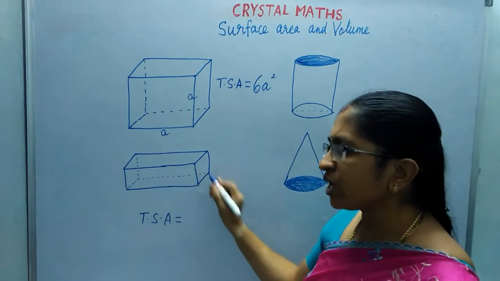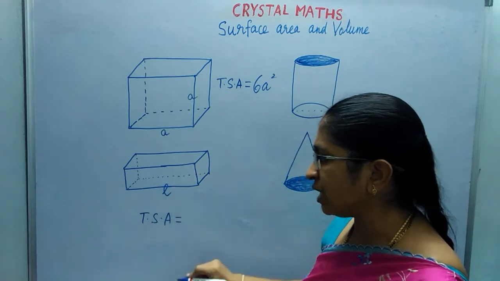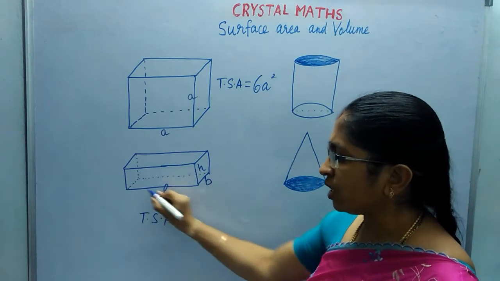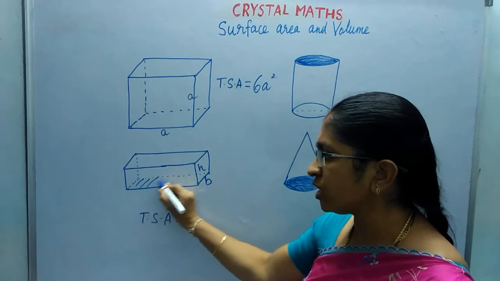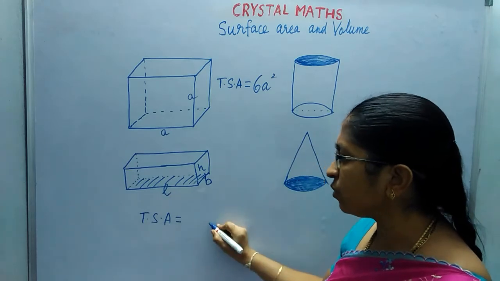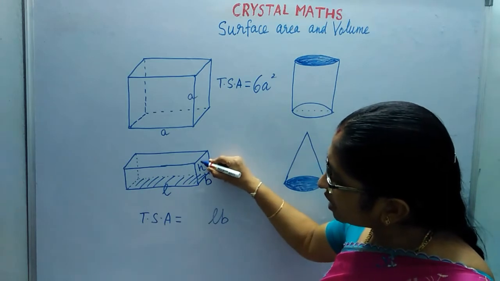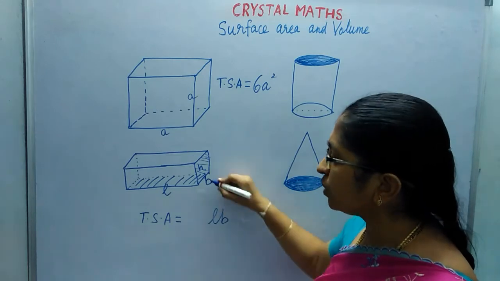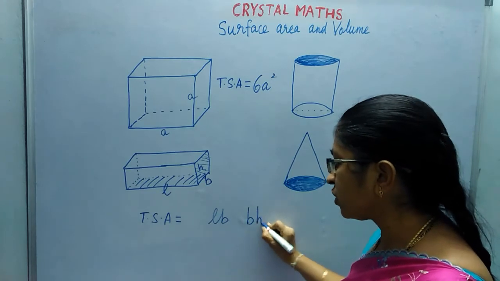Now let's look at the cuboid. In the cuboid, let us remember length is L, breadth is B and height is H. What might be the base area? This portion is nothing but length into breadth, that is L into B, LB. And what might be the area of this portion? The area of this portion will be B into H.